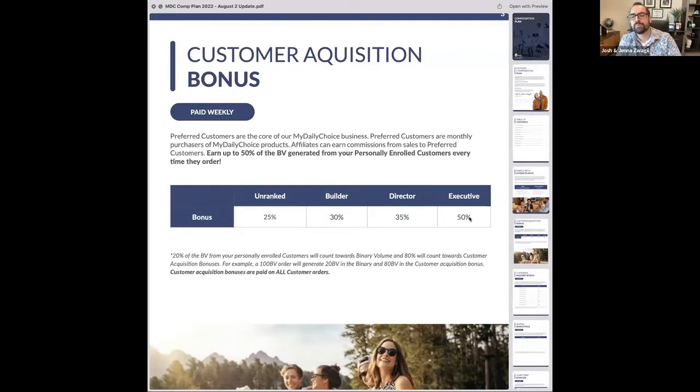And this payout is every time they order, whether it's a subscription, a reorder, first time, second time, 100th time, 1,000th time. You're always going to be able to count on this bonus as a weekly bonus, up to 50% if you're an executive. So we've had some people in the company that this is what they focus on, customer acquisition. And some of them have been able to earn $2,500 to $5,000 in a week off of customer acquisition. So this is an amazing bonus.